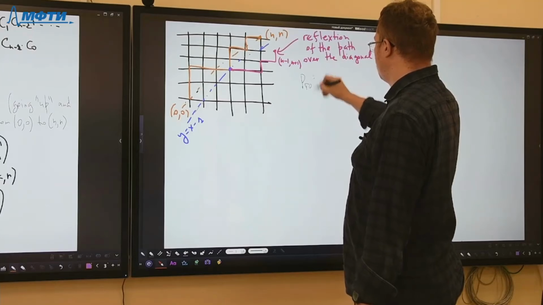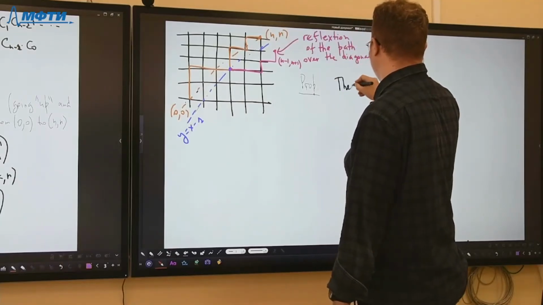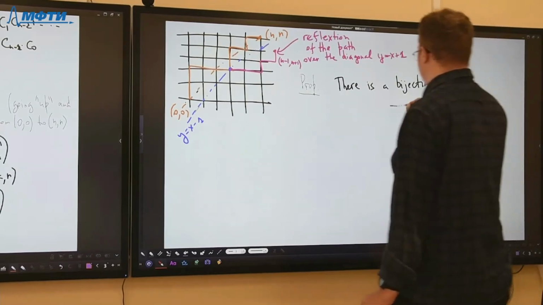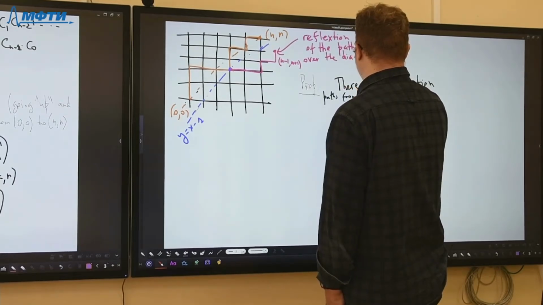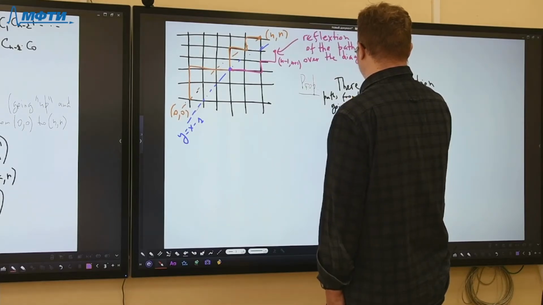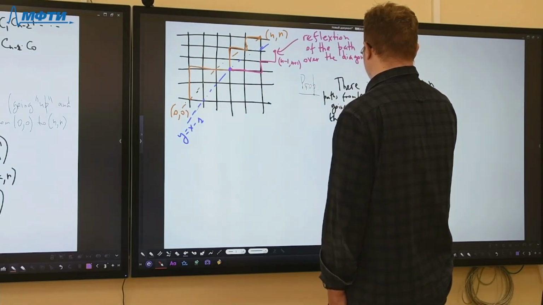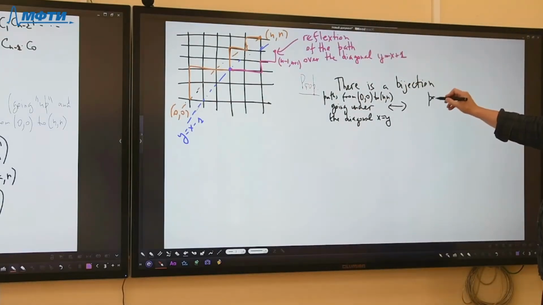So I want to prove that there is a bijection between all paths from 0, 0 to n, n going under the usual diagonal, and just all paths from 0, 0 to n minus 1, n plus 1.